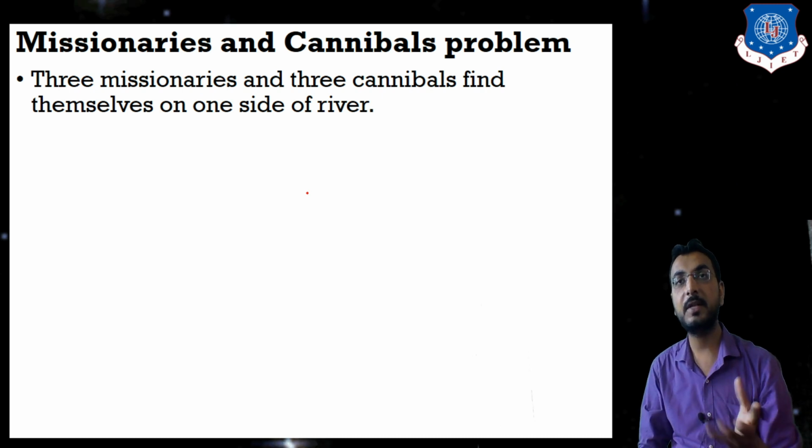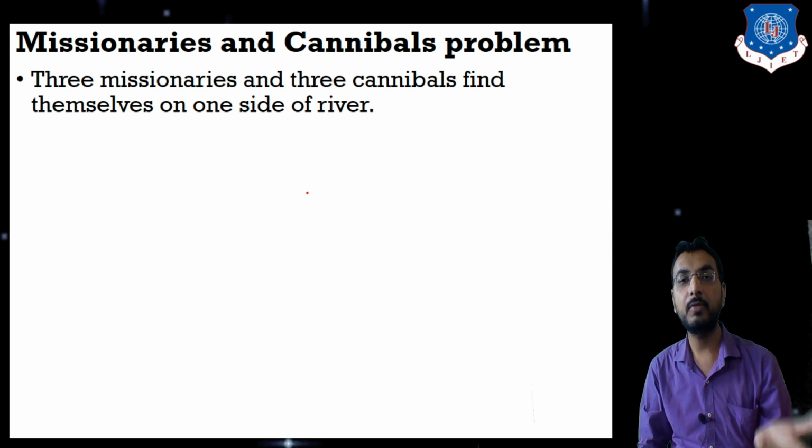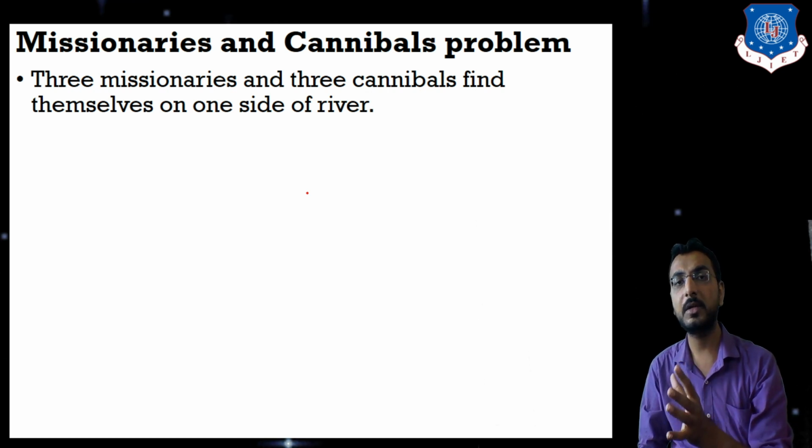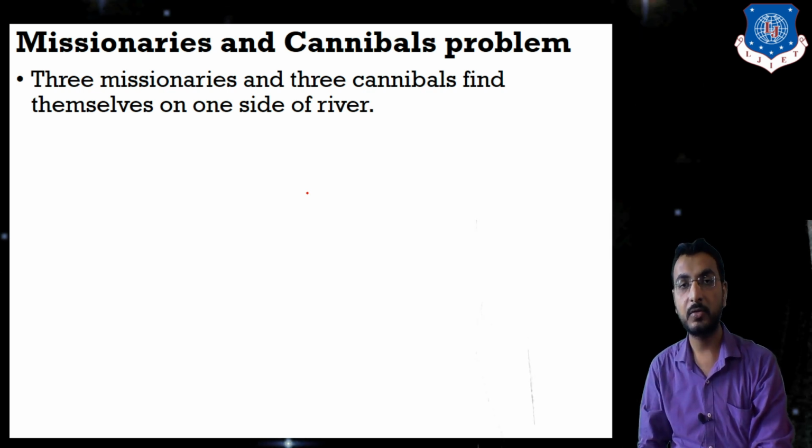Missionaries, let's say a saint who might be doing some religious work, are called missionaries. And cannibals are people who never want the good for people. According to legend, this problem evolved for artificial intelligence. So 3 missionaries and 3 cannibals find themselves on one side of a river. That means they are right now available on one bank of the river.